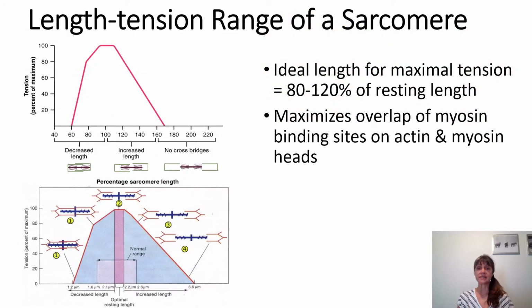Within the sarcomere itself, there's actually an ideal length of overlap between the myosin binding sites on actin and the myosin heads. And the ideal length for maximal tension to be generated during a contraction is considered to be 80 to 120% of the resting length. Again, that maximizes the overlap of myosin binding sites on the actin molecules and the myosin heads for the best contraction to occur.